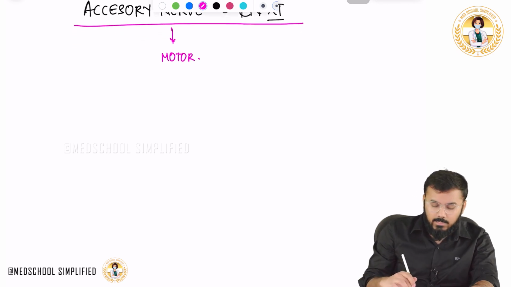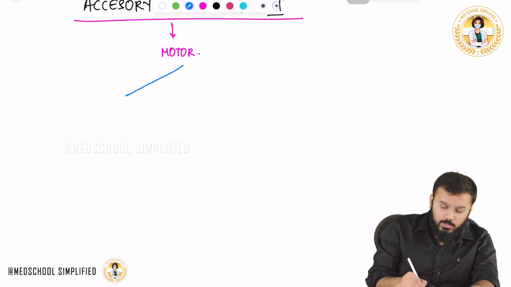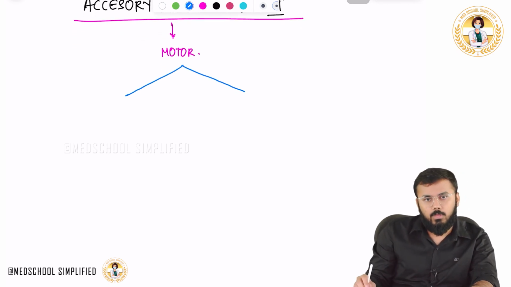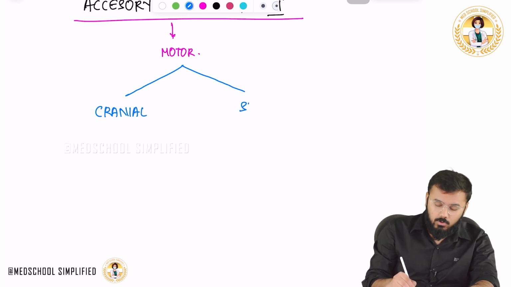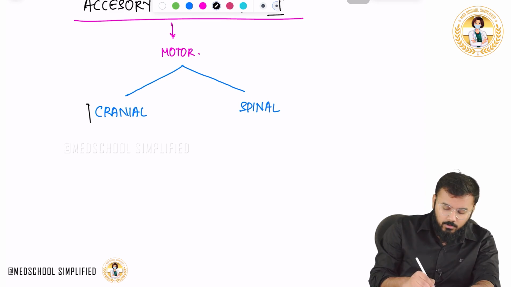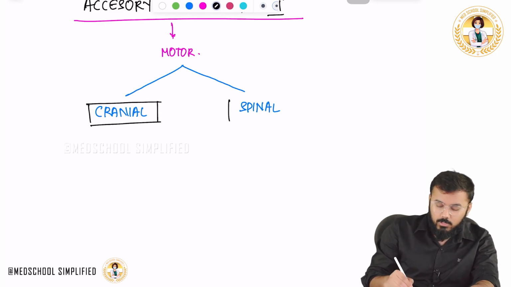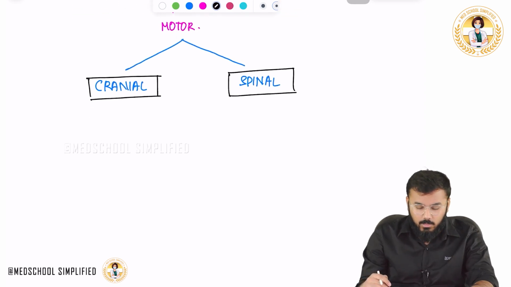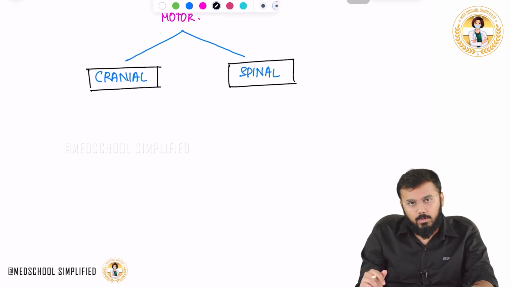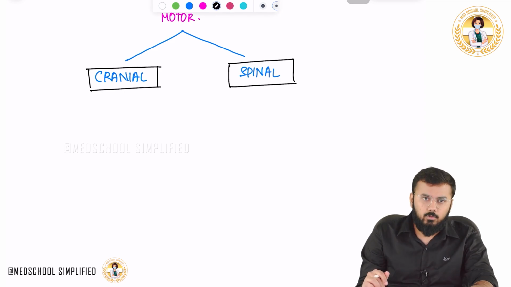Now, within this accessory nerve, there are two different roots. What are those two different roots? One is called the cranial root, another one is called the spinal root. So there are two different roots over here. What do you mean by spinal root and what do you mean by cranial root?